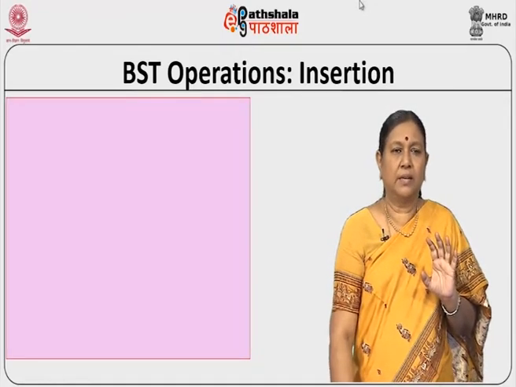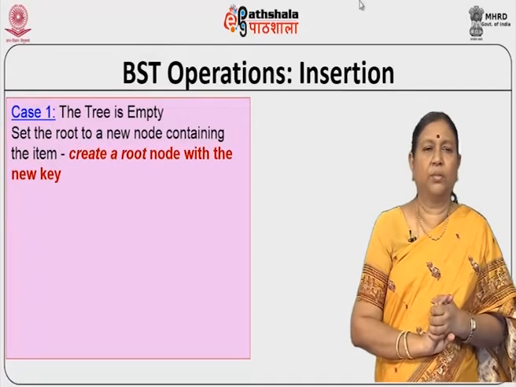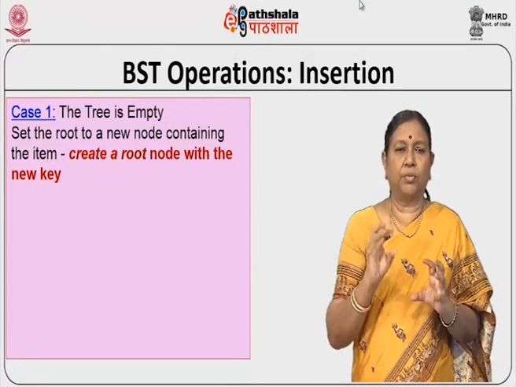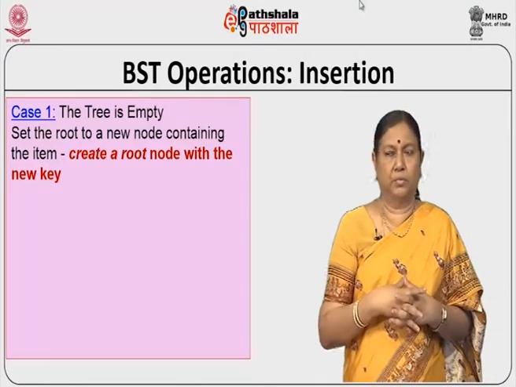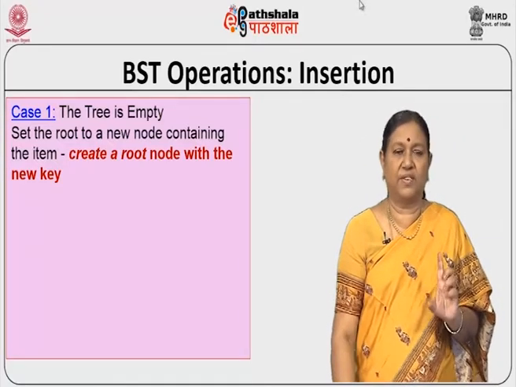So, let us look at the operations. Let us start with case 1. Case 1 is that the tree is empty. What you do is create a new root node containing the item that you have to insert, that is, create a root node with a new key. That is the first case.